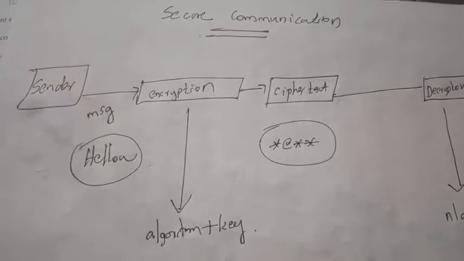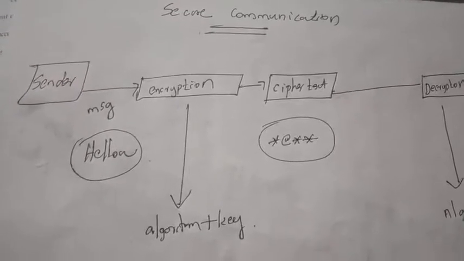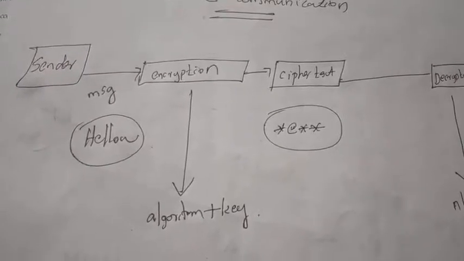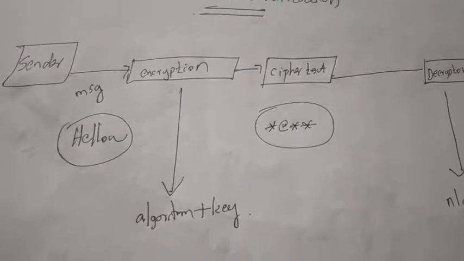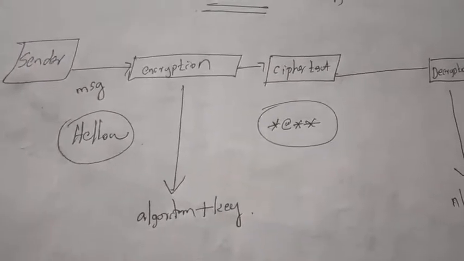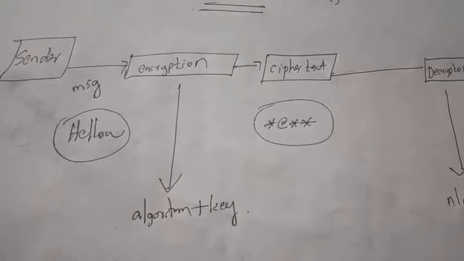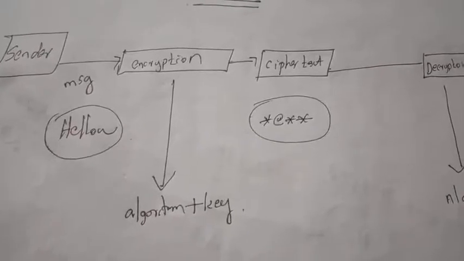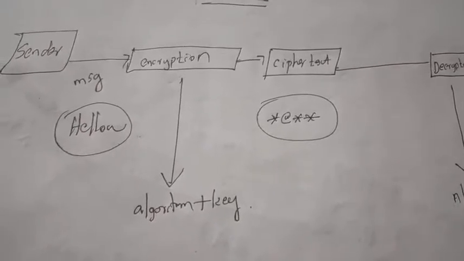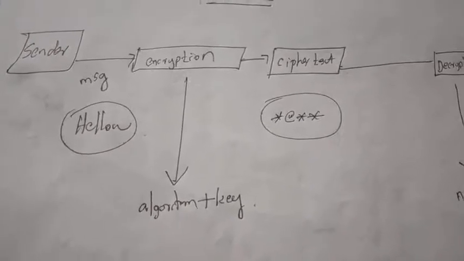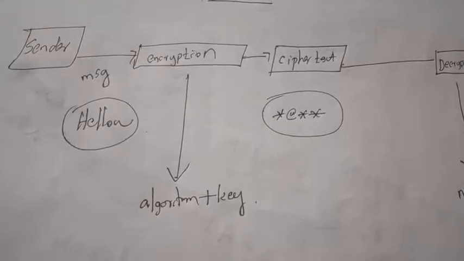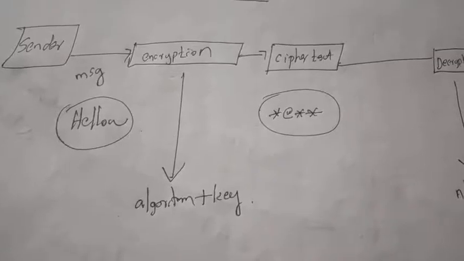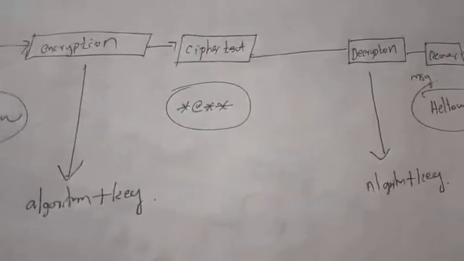For example, a sender wants to send one message. First it moves to the encryption technique. Encryption means, assume that hello is your message. There should be an algorithm and there should be a key. By using this algorithm and this key, hello is converted to another format, which is called ciphertext. The ciphertext looks like star at star. No third party can understand what is happening. Using this algorithm and key, we convert our original message to an encrypted message, called ciphertext. After encryption it is sent to the receiver side.